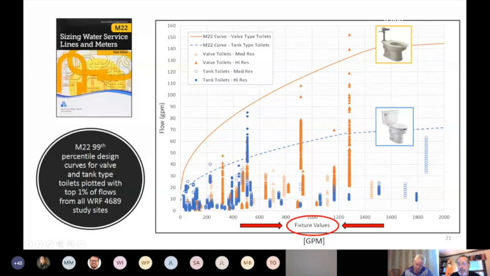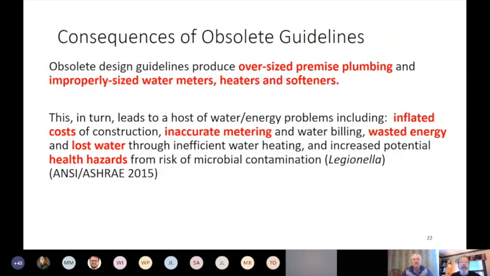Currently in revision, but again, it's a valid approach. This also, incidentally, is a very common approach used across the pond in Europe. Now, we know there's a lot of issues when we are dealing with oversized plumbing systems: high construction costs, inaccurate metering, wasted energy, and so forth.